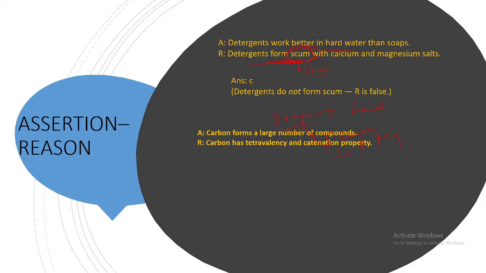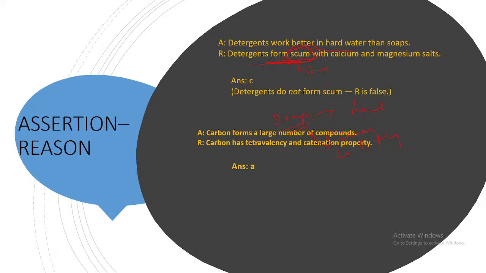Assertion: carbon forms a large number of compounds. Reason: carbon has tetravalency and catenation property. So what will be the correct option? Yes, A is the correct option. Not D. Option A, both are correct, and the reason is also the correct explanation.